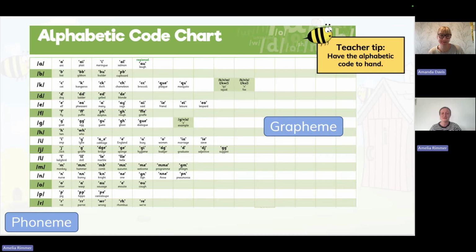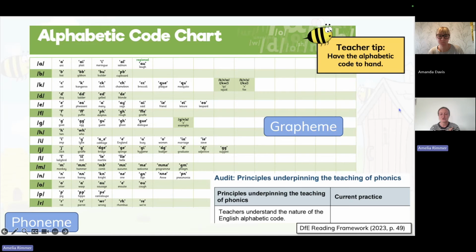Completely different phoneme there. And it does also talk a lot about this in the reading framework, about teachers understanding the nature of the English alphabetic code. So it is really important to be aware of these obscure ones as well.